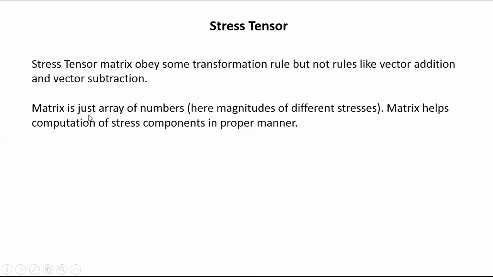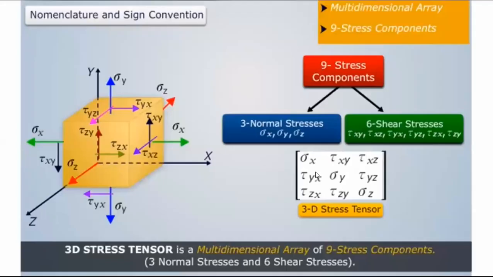After that, matrix is just an array of numbers. Let us say we have different stresses with different magnitudes. Then matrix helps computation of stress components in proper manner. That means if you have to multiply this one stress tensor with another, then this array of stresses drawn in a matrix form will help us to solve the examples. Then what this sigma x, tau xy indicates, we will look here.